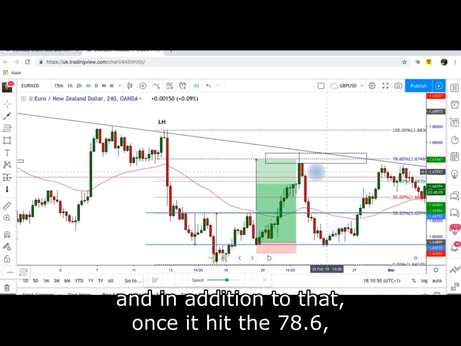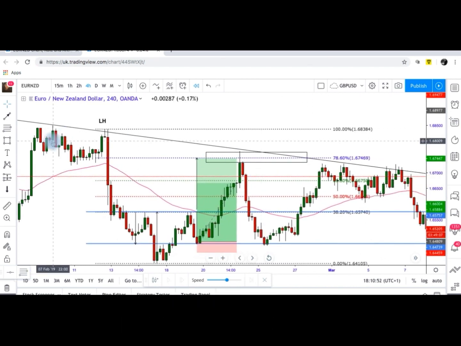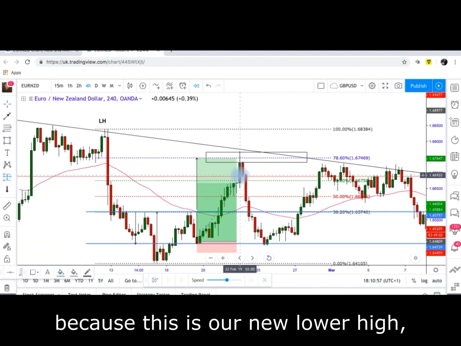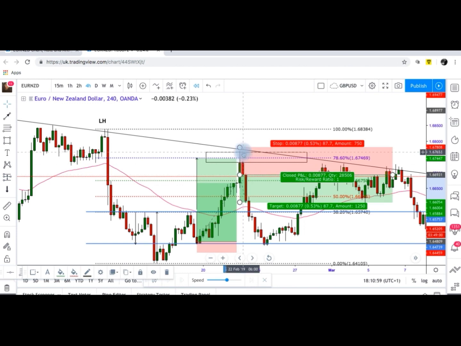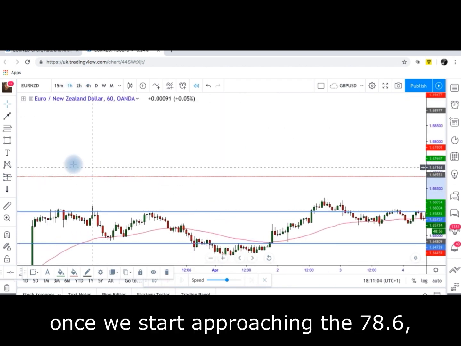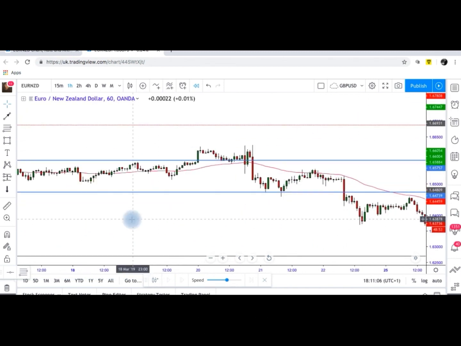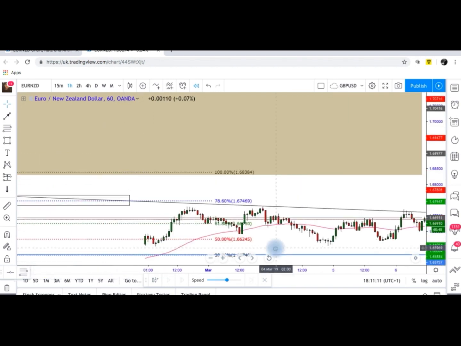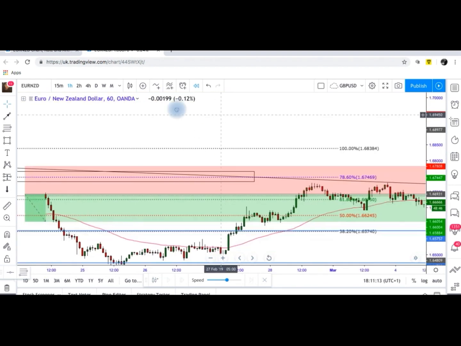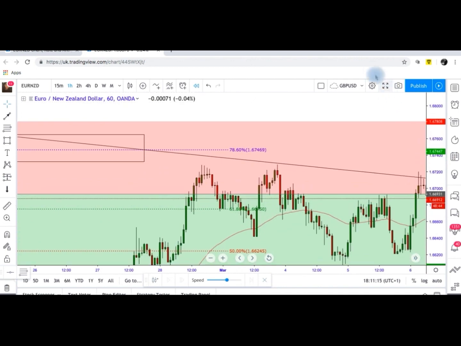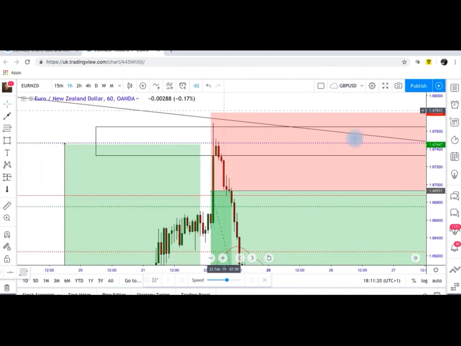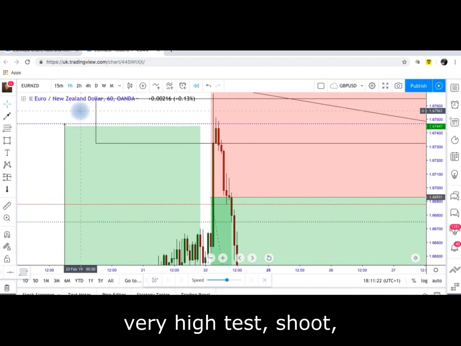And in addition to that, once it hit the 78.6, we could have also shorted it because this is our new lower high. So again, we would scale down once we start approaching the 78.6, which is here. Sorry guys, bear with me. And we can quite clearly see we had this very high test.